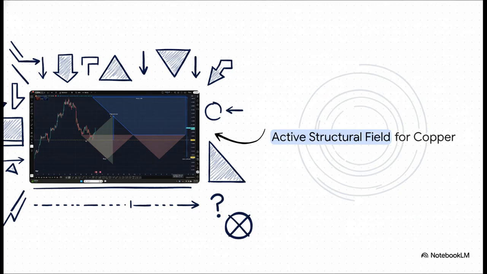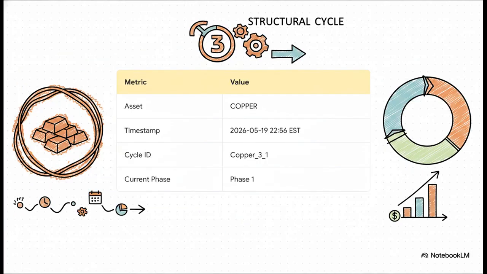structural state. Looking at the actual data for this record, the asset is copper. The timestamp is May 19th, 2026 at 22:56 EST. The structural cycle identification is labeled copper_3_1, and based on the visible coordinates, we can confirm the asset is currently in phase 1.